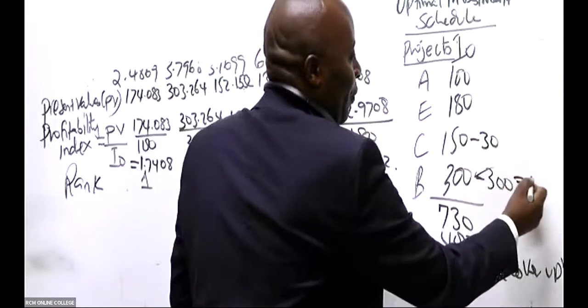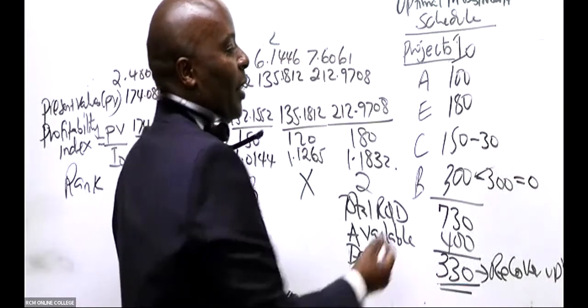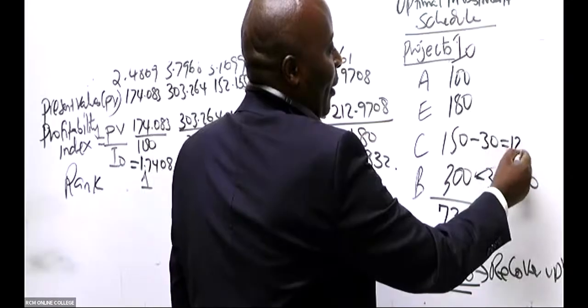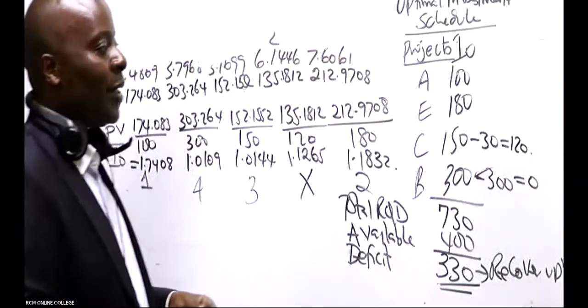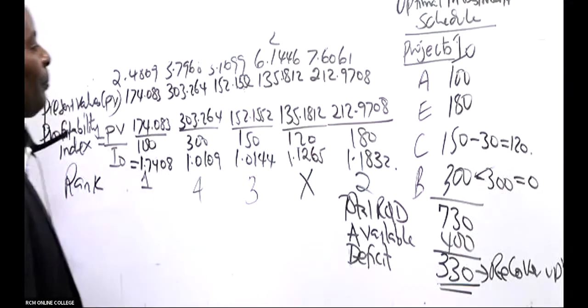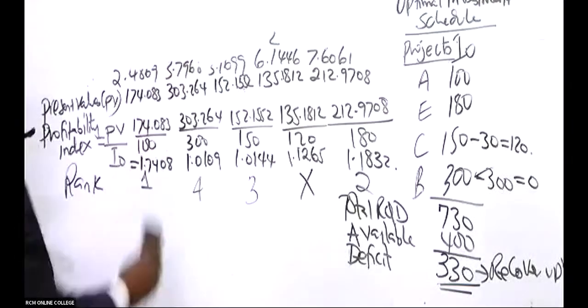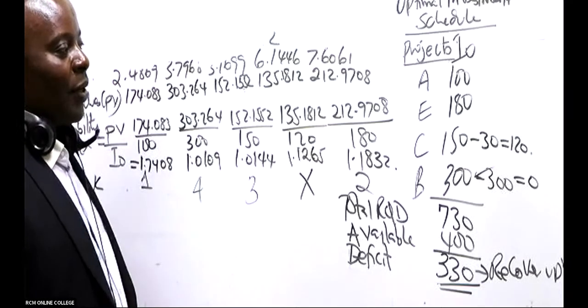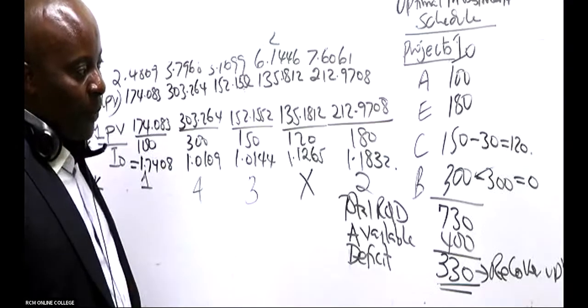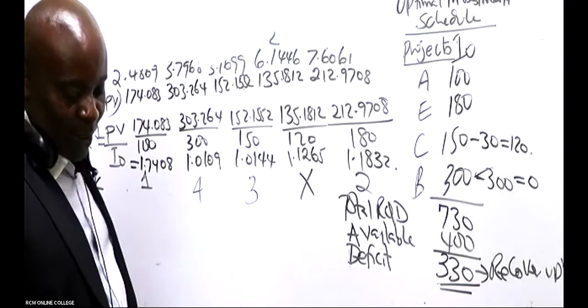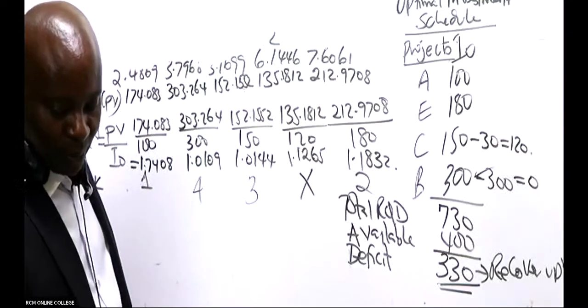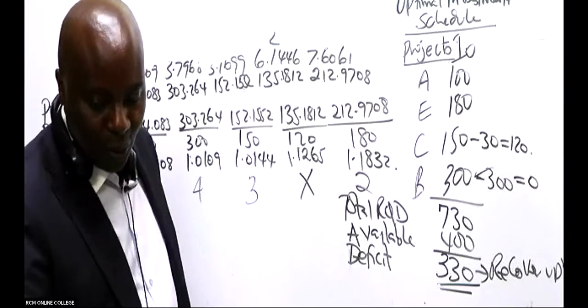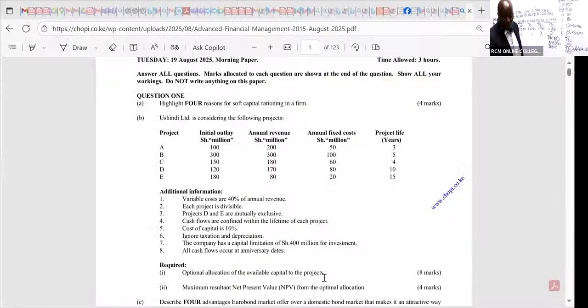So meaning that I will not invest in project boy. In C, I will invest how much? 120. I'll invest 120 in C. So this is really great. We are making very good moves. If you look at the question, this is a great question: optimal allocation of the available capital to the projects. So this is the optimal allocation.